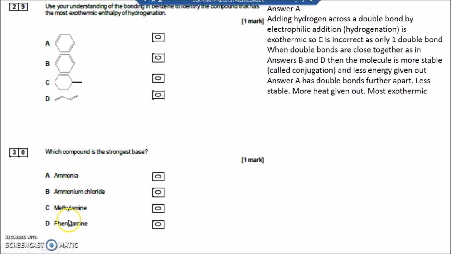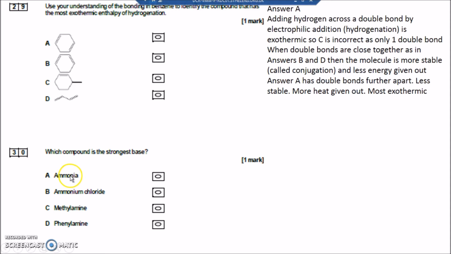So it's not B, it's between A, C and D. And what you've got to think about then is the availability of the lone pair of electrons. So not so much the larger the lone pair of electrons, we call it the more available the electrons are, but essentially it's how large the lone pair of electrons is, but you wouldn't say that in an exam.